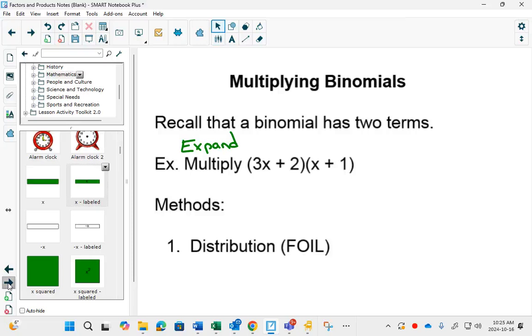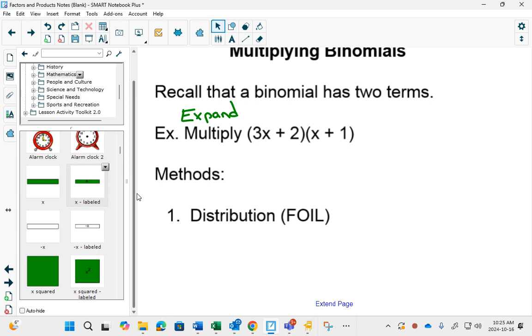And you could do this with algebra tiles, although we will not very often do it with algebra tiles. Multiplying is always an area. So you could have a length and a width, 3x plus 2 and x plus 1, and see what you get. We're going to learn a couple methods. One of the methods is called FOIL. And FOIL is just fancy distribution.